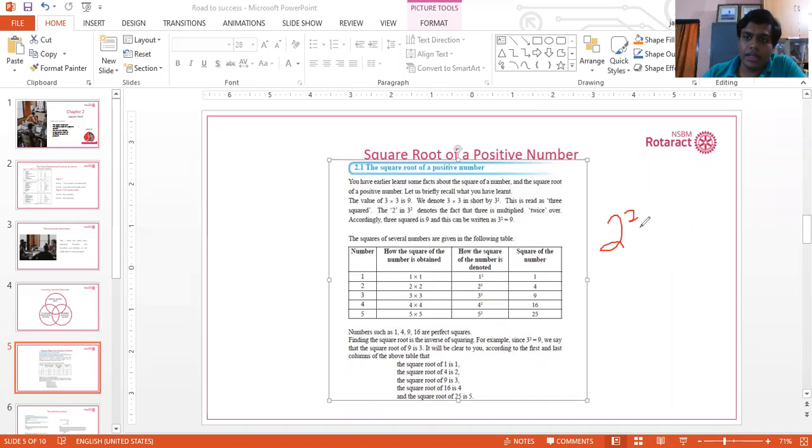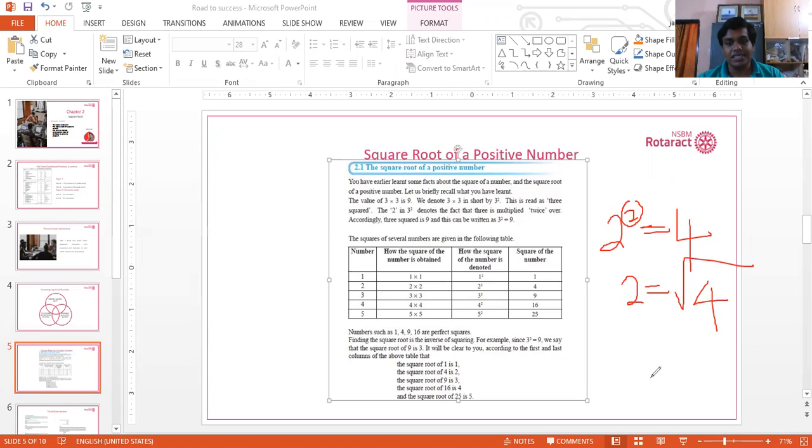2 squared equals 4. What is the square root? So this is square. 2 times 2 is 4. What is the square root? Square root is root 4. Yeah, I know you won't be getting it that easily.